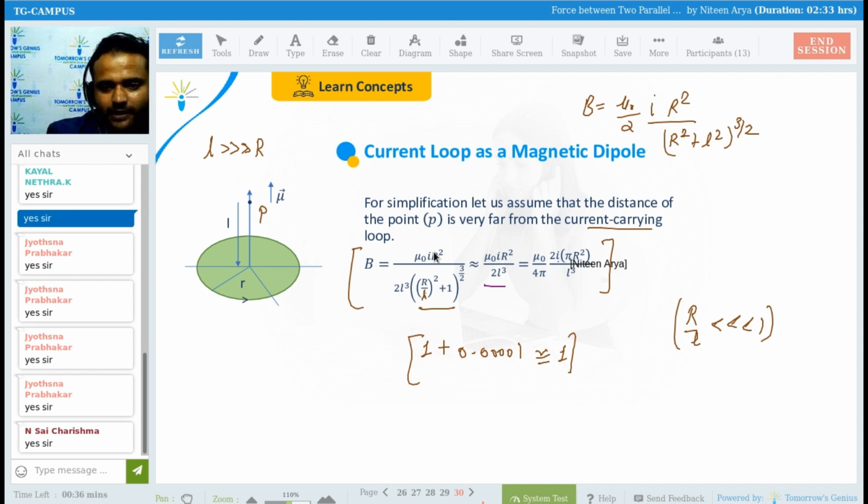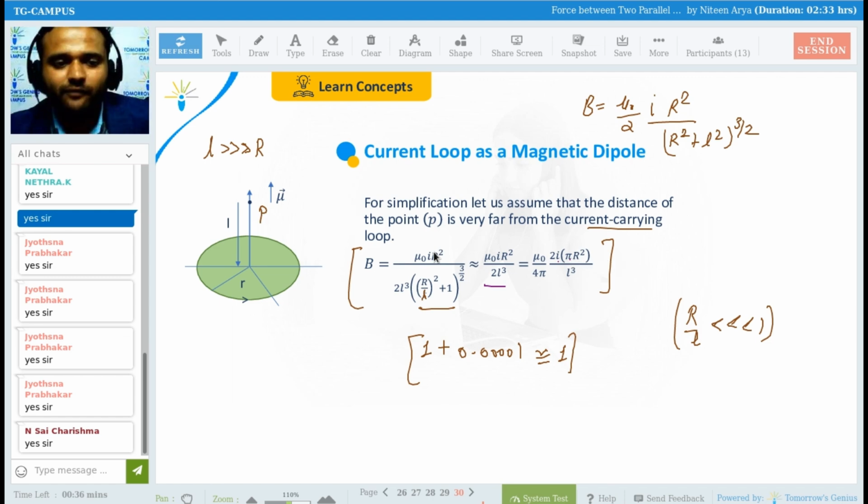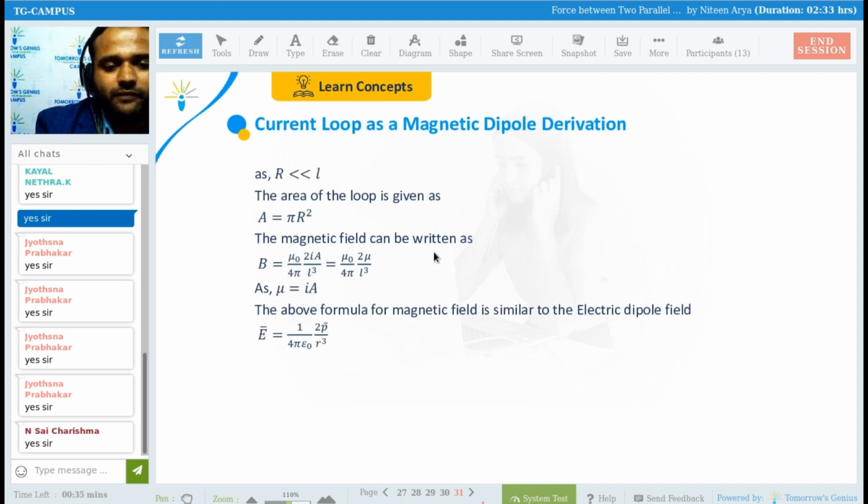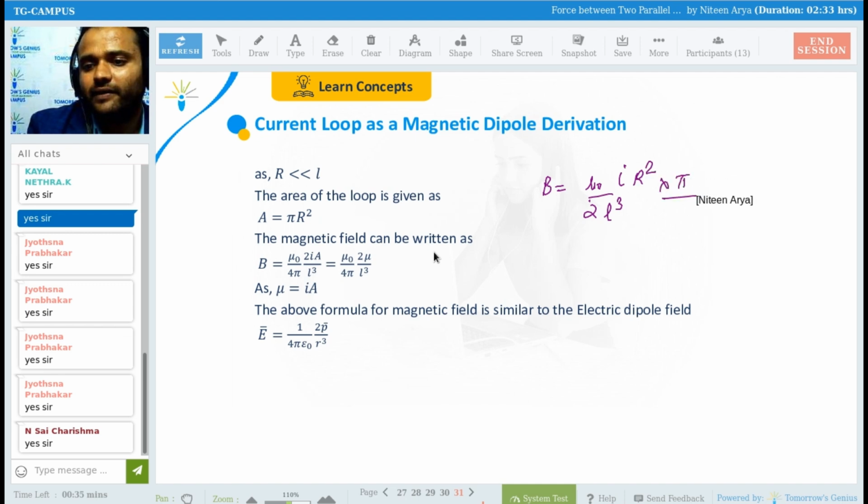Multiplying, this is your area pi R square, this is your I, so we can convert it again into the magnetic moment. We are going to find the magnetic field in the form of magnetic moment. So R is very less than L, A is pi R square. So we know B equals mu naught by 2 L to the power 3, I R square, multiplying by pi and dividing by pi. So pi R square gives me area, mu naught I, or multiplying by 2 pi, mu naught 2 I pi R square.